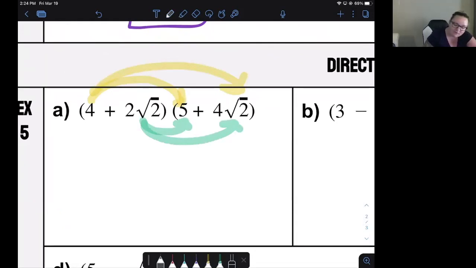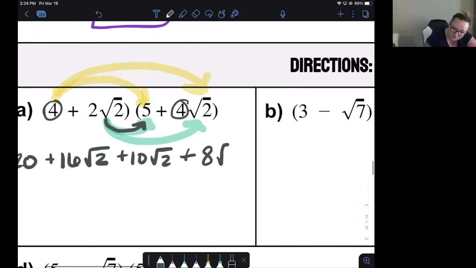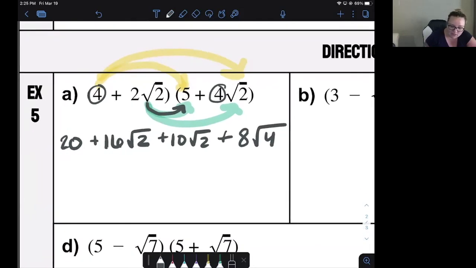So 4 times 5 is 20. 4 times 4 root 2 is 16 root 2. I just multiplied the numbers outside of the radicals and then kept the radical as my base. Then 2 root 2 times 5 is 10 root 2. 2 root 2 times 4 root 2 is 2 times 4 is 8. Root 2 times root 2 is root 4. Then we're going to simplify as much as we can.